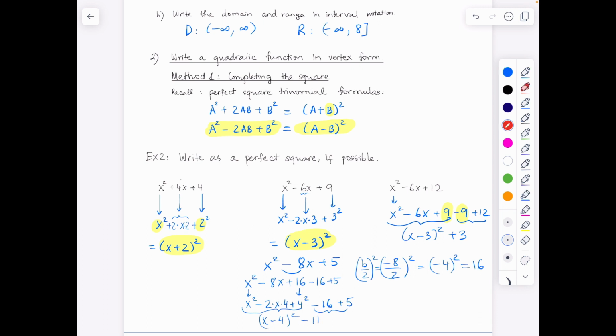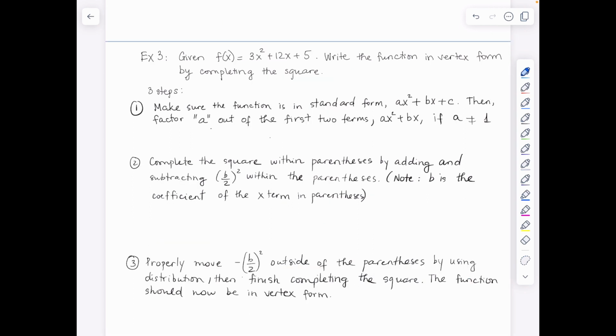Now this will only work if a is 1. If a wasn't 1, then we'll need to add an extra step. So let's see how it's done. So example 3, given f of x is equal to 3x squared plus 12x plus 5, write the function in vertex form by completing the square. So our goal is to convert this to the form a times x minus h squared plus k.